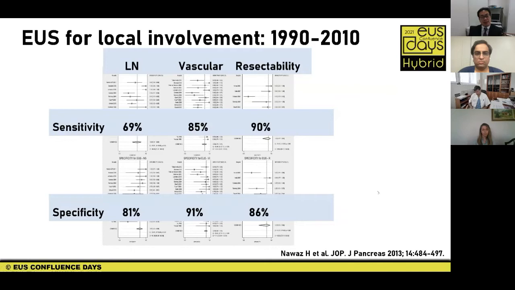This is a diagnostic aid of EUS for local involvement of pancreatic cancer. As you can see, we can evaluate resectability of pancreatic cancer with as high as 90% sensitivity and 86% specificity when we perform EUS.